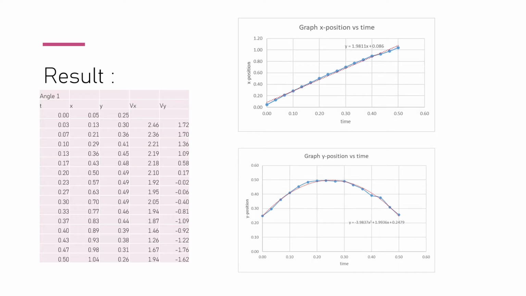For the graph of x position versus time, the shape of the graph is upward. As time increases, the x position increases proportionally. It is because the velocity of the projectile is constant, so the slope is also constant. This is a linear function graph.